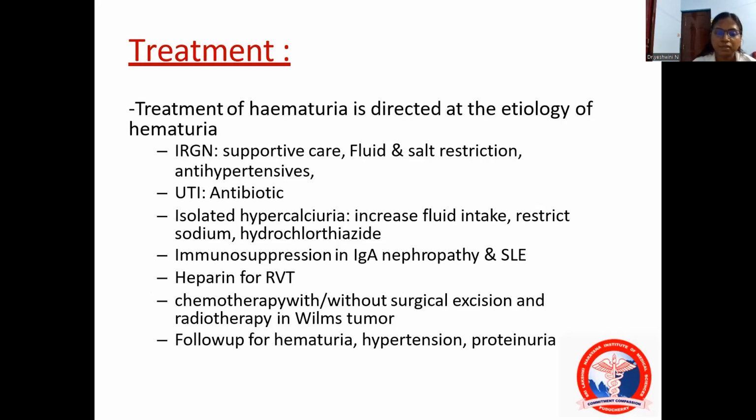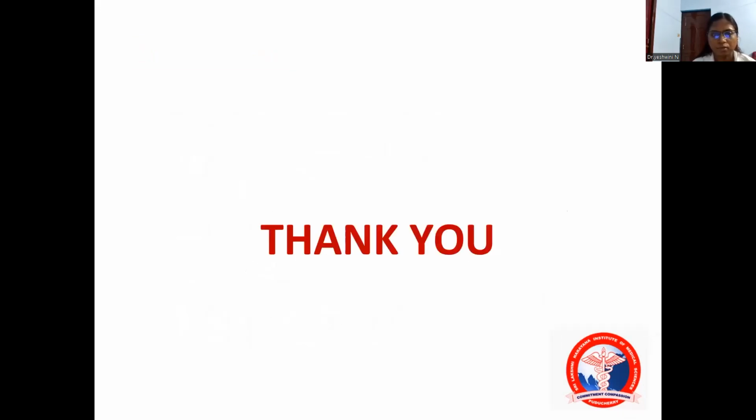Okay. And for IgA nephropathy, you have to go for immunosuppression. Renal vein thrombosis, heparin. If it is because of a tumor like Wilms tumor, you go with chemotherapy with or without surgical excision and radiotherapy. Okay. Follow up for hematuria, hypertension, and proteinuria. Thank you. So we'll brush up regarding hematuria.